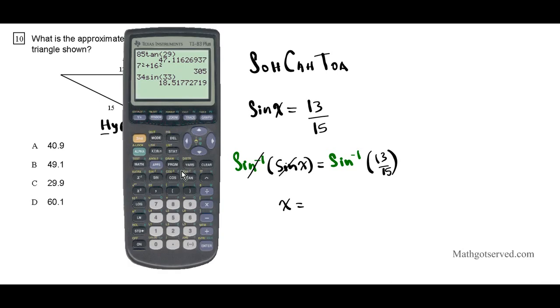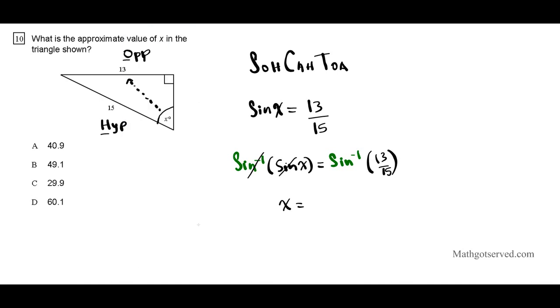Let's plug that into a calculator and see what we get. Second function sine gives us the inverse sine of 13 divided by 15. Answer is 60.073. To the nearest tenth place, it's 60.1. Okay, so x is going to be 60.1 degrees. And that is option D. All right, so that's that.